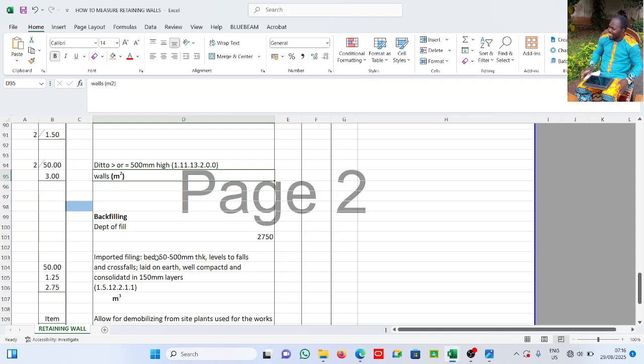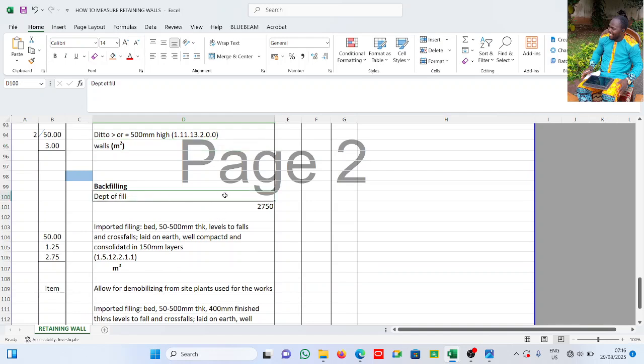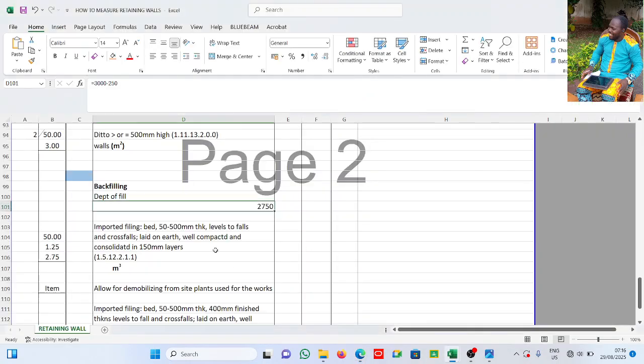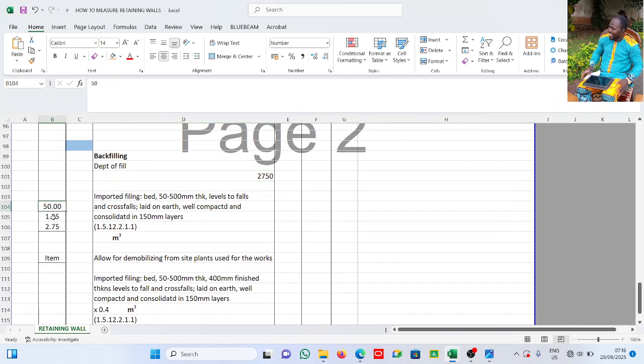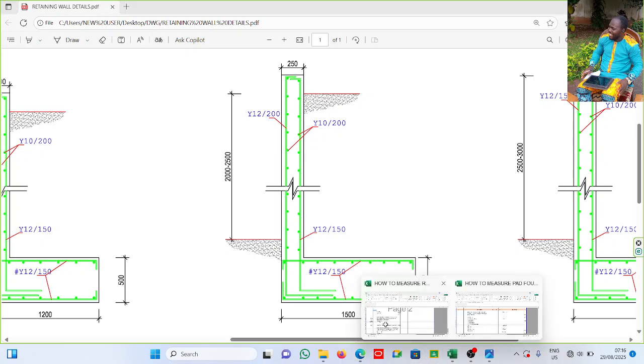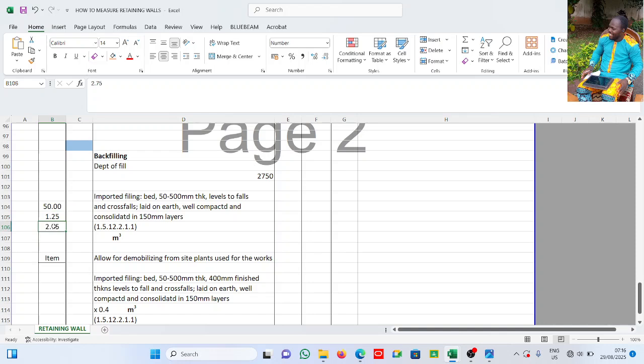Imported filling. The total depth of fill is 2750, because the 250 part of the retaining wall height is outside, so the remaining part inside is 2750, which is what we have here. So this is 50 meters by 1.25, which is the width. How do they arrive at 1.25? It is from here to here, 1.5 minus 250. We get the filling width to be 1.25, by 2.75, which is the depth.